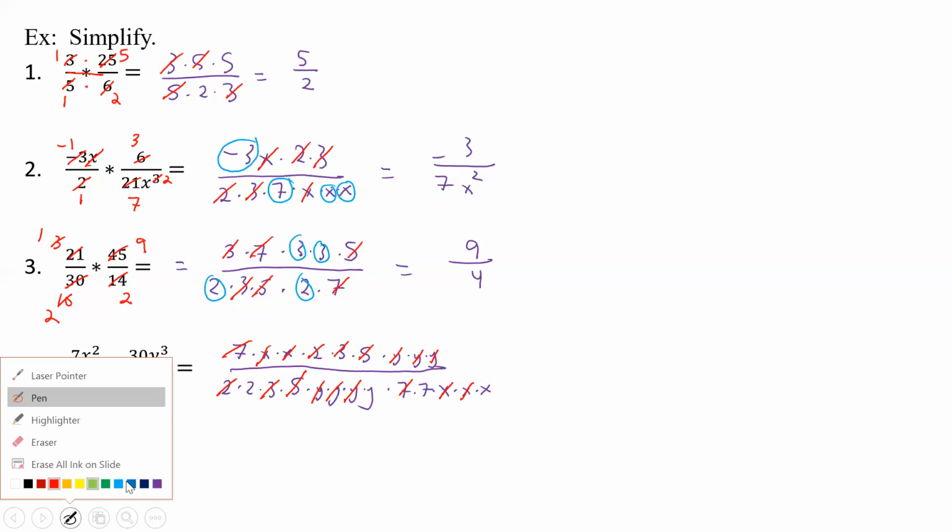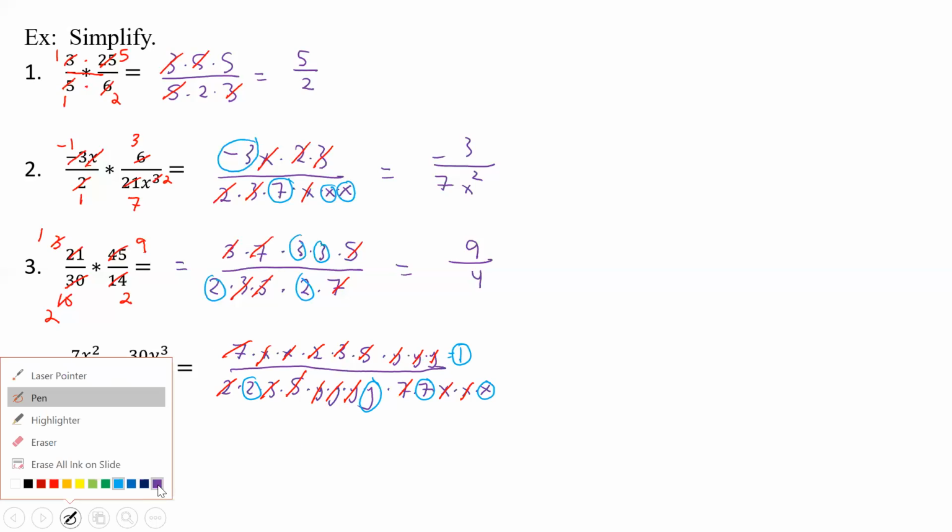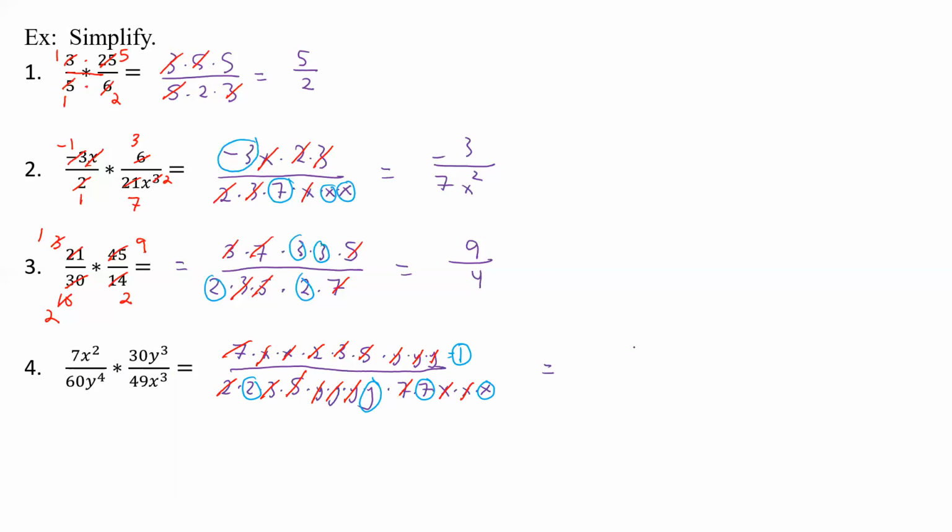So now let's circle what we have. On the top, we don't have anything. So remember, when you cancel everything, that's just equal to a 1. So we have a 1 up here. And then down here, we have a 2, we have a y, we have a 7, we have an x. Okay, so let's write that out. So we have 1 over 2 times 7, which is 14. And then we have y times x, or xy if we put it in alphabetical order. And that seems to be our answer.